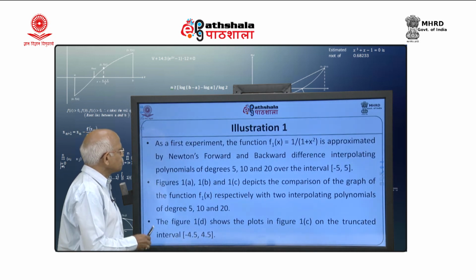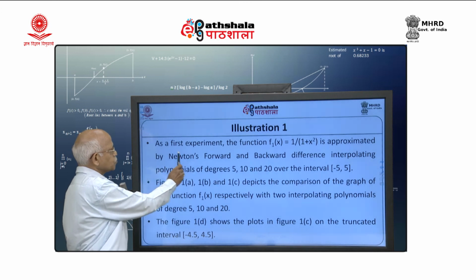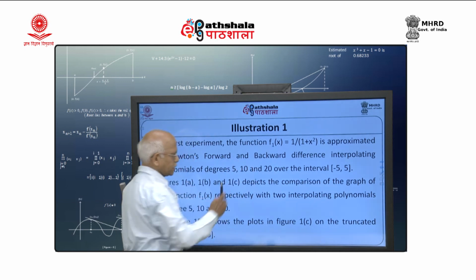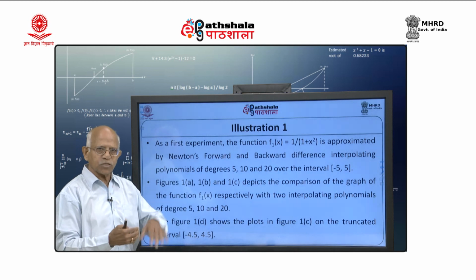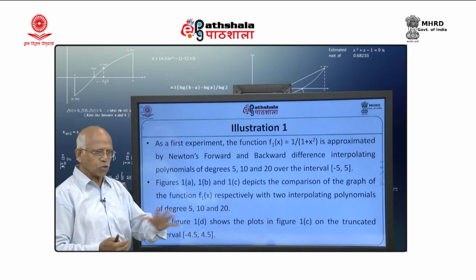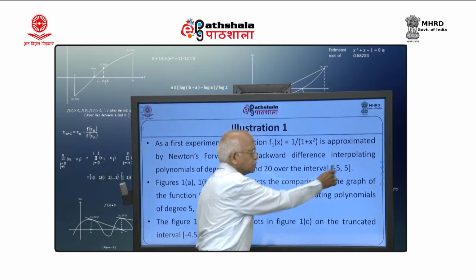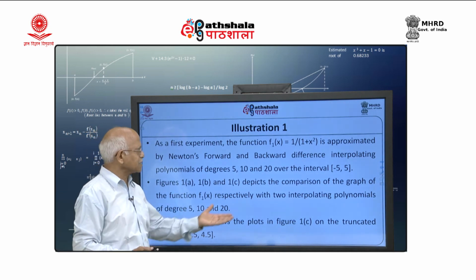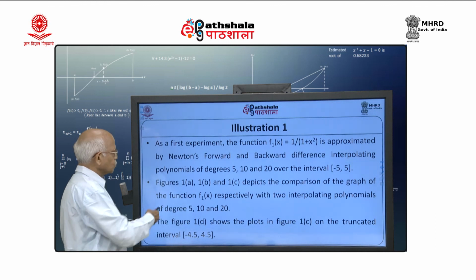Okay. So, as a first experiment, the function f1(x) = 1/(1+x^2) is approximated by Newton's forward and backward difference interpolating polynomials of degree 5, 10 and 20. I want to do it because I want to see whether my approximation depends on the degree of the polynomial or not. And we are doing it on the interval minus 5 to 5, because I want a small interval where I can do the test and draw the graphs and check the figures to find out what the errors are.